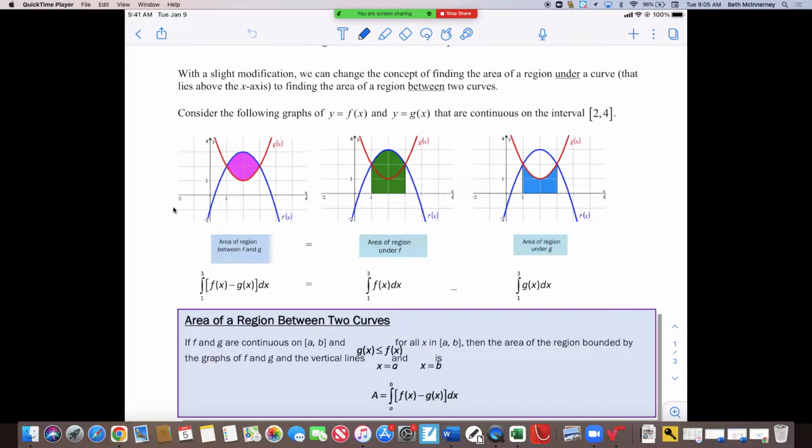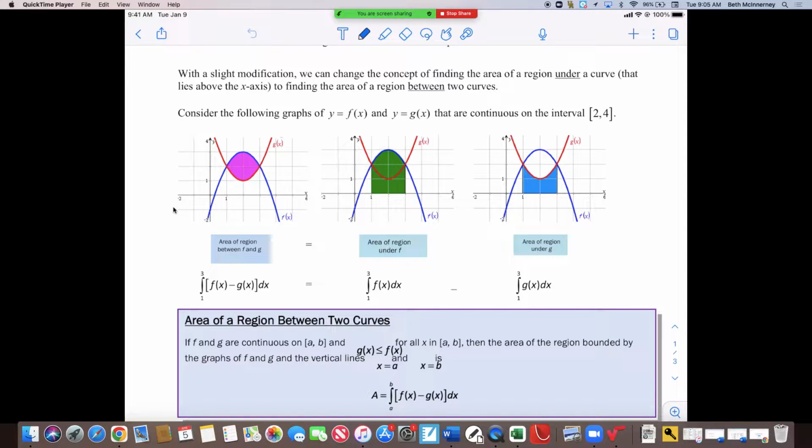So I want you to look in the middle first. If the blue curve is f of x, and I'm looking at, well, I think maybe that's a typo then, because isn't that really 1 to 3? Yeah, I think that's just a typo. I'm only looking at from 1 to 3. So if I look from 1 to 3 under f of x, that's this green region here. And then here's g of x, the red curve. And if I'm looking from x is 1 to 3, this blue region.